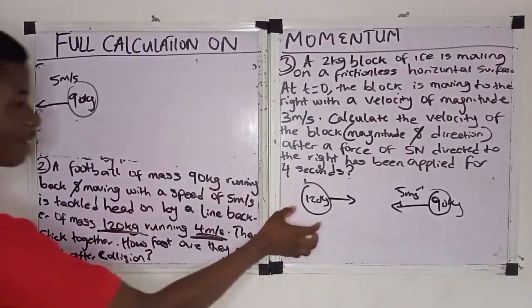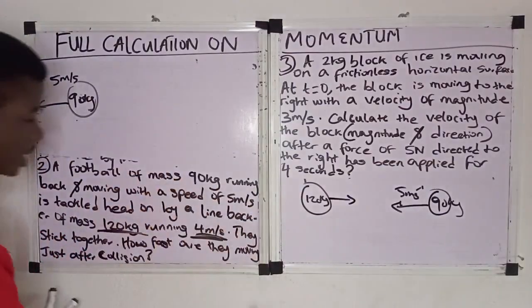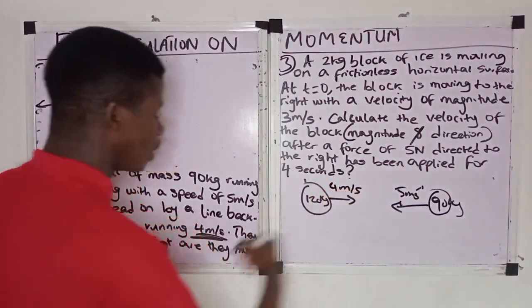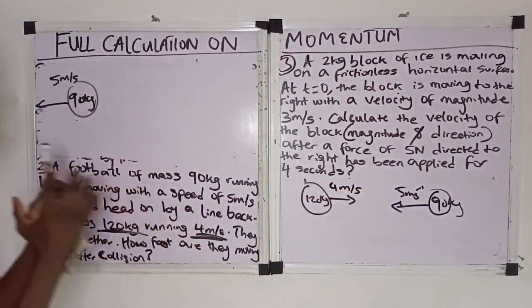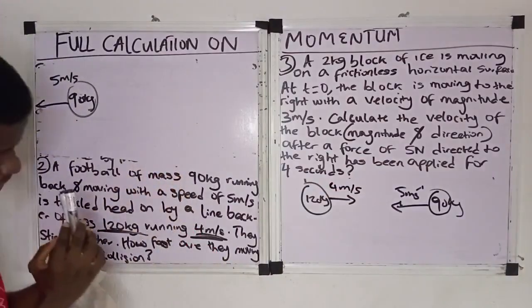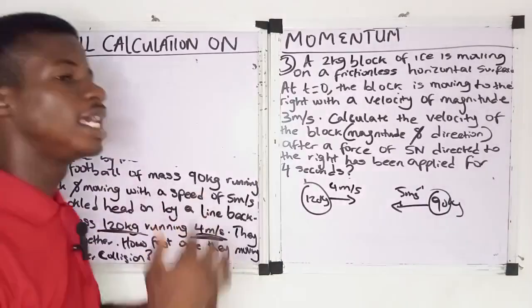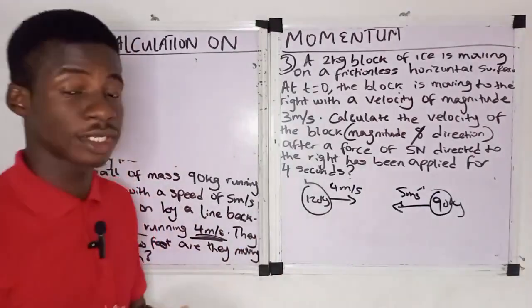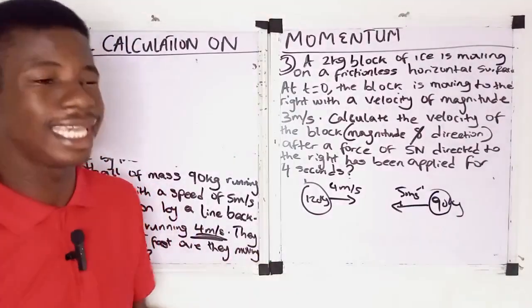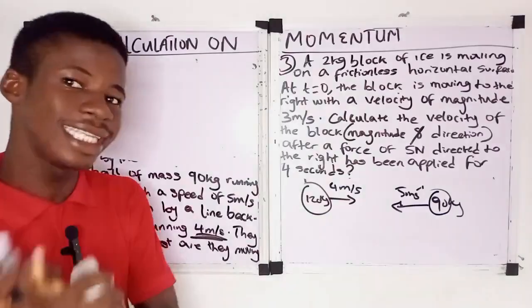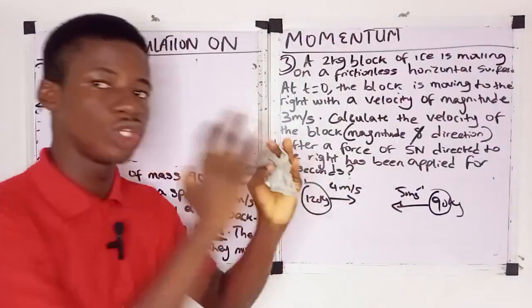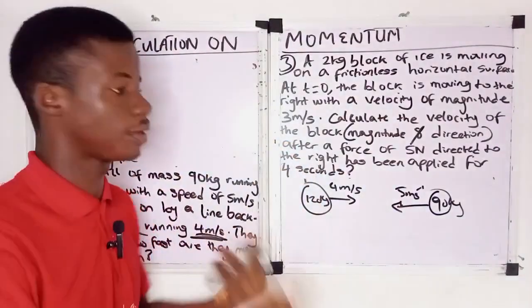So the linebacker has a mass of 120 kg, and the velocity of the linebacker is 4 meters per second. They stick together. How fast are they moving just after collision? If you go through our previous class video, I talked about the three types of collision: elastic, inelastic, and perfectly inelastic. In perfectly inelastic collision, the two bodies usually stick together after they collide and move with a common velocity.